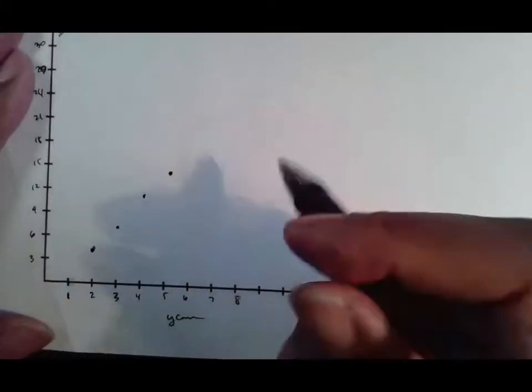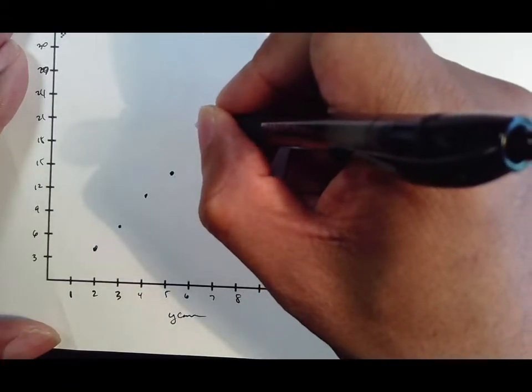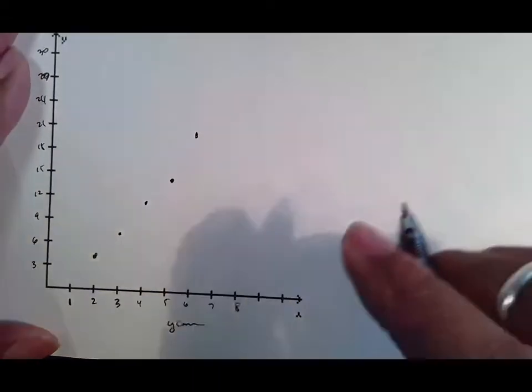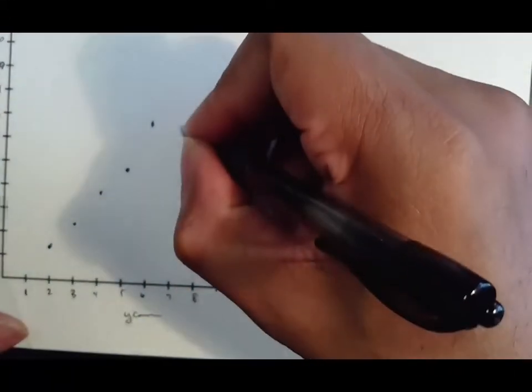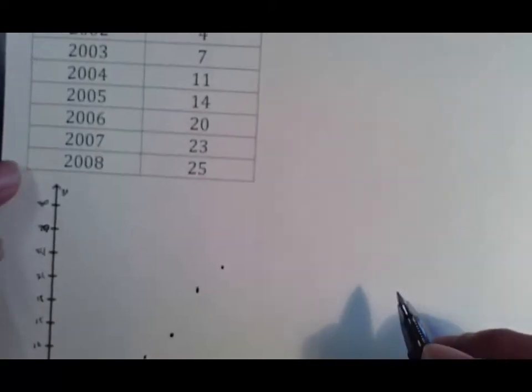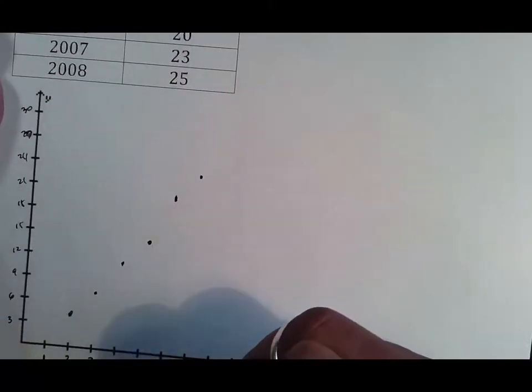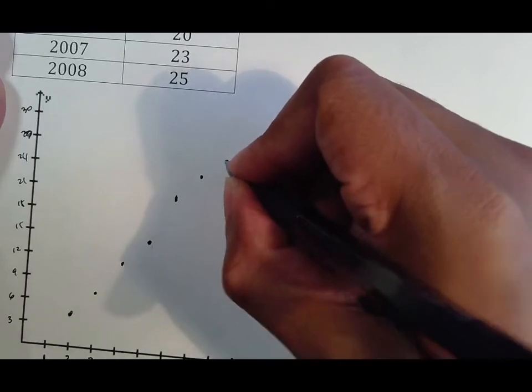2006 is going to be 20, which is lower than 21. 2007 is 23, which is lower than 24. And 2008 is 25. So 2008 would be higher than 24, which would be somewhere around there.